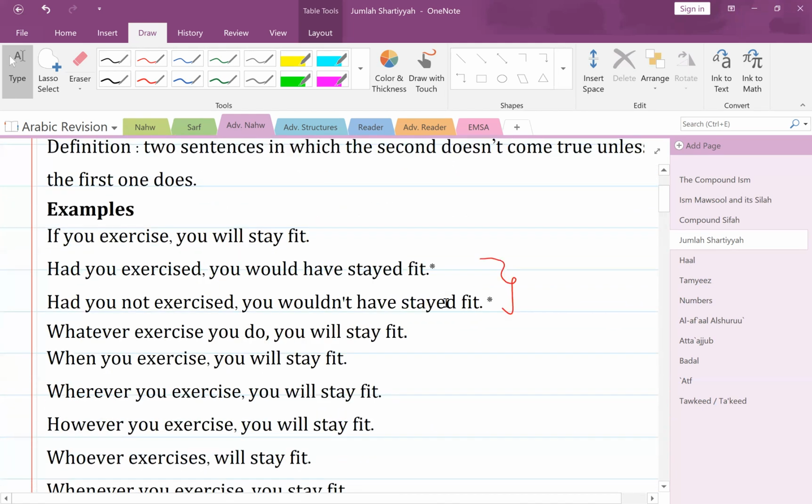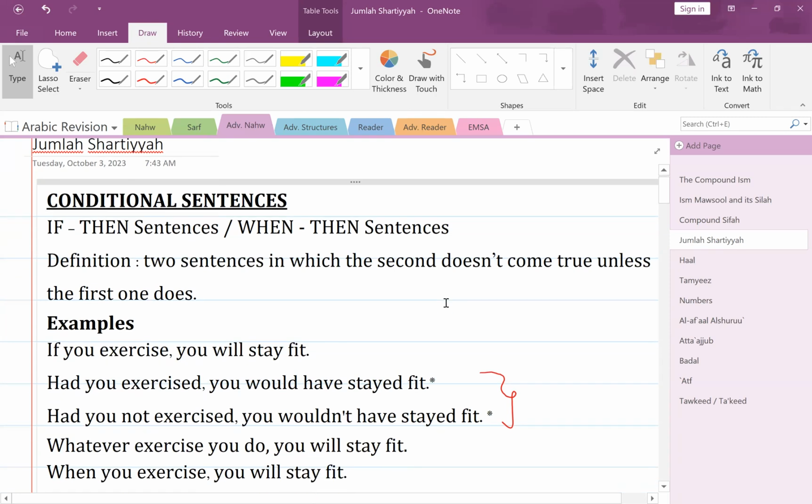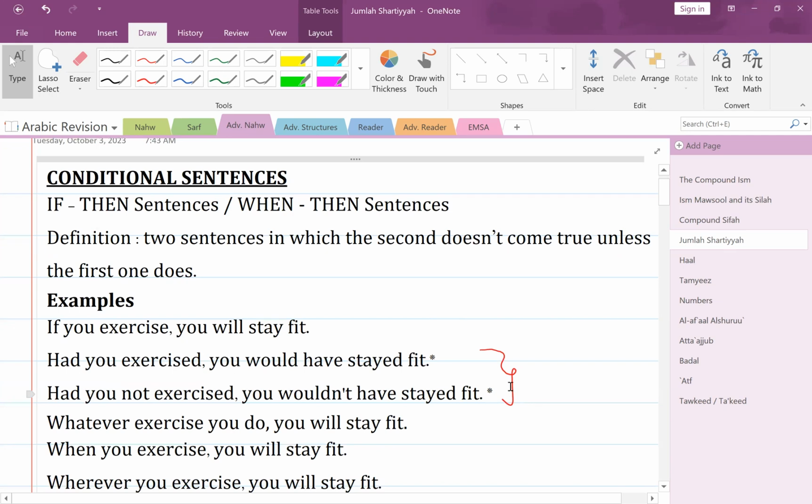So tomorrow, inshallah, we are looking at hal. We're going to another topic. Right. Okay, if there are no other questions, we can end there.